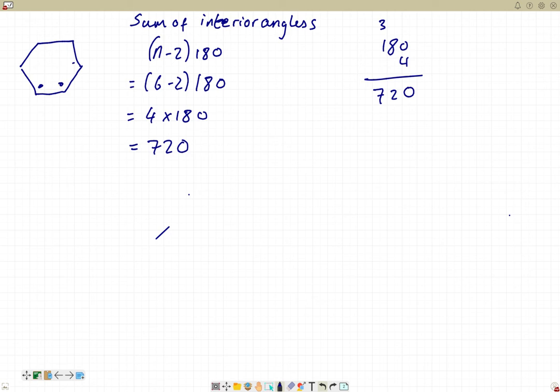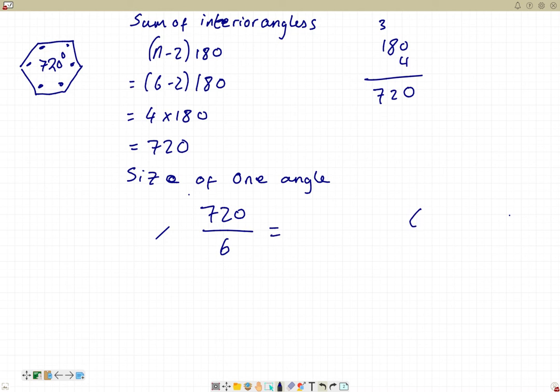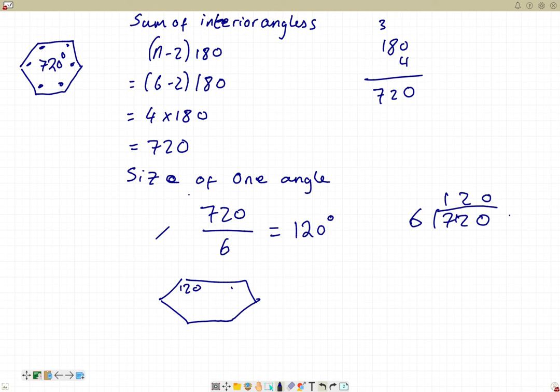So all of these angles add up to 720. Okay, so the size of one angle will be the total, which is 720, divided by the number of sides, which is 6. And I get an answer of 120. So in a hexagon, each angle is 120.